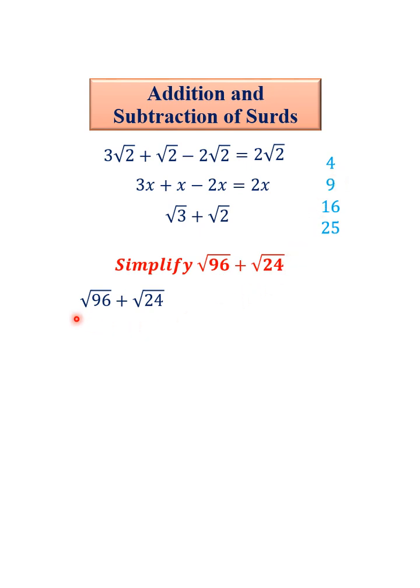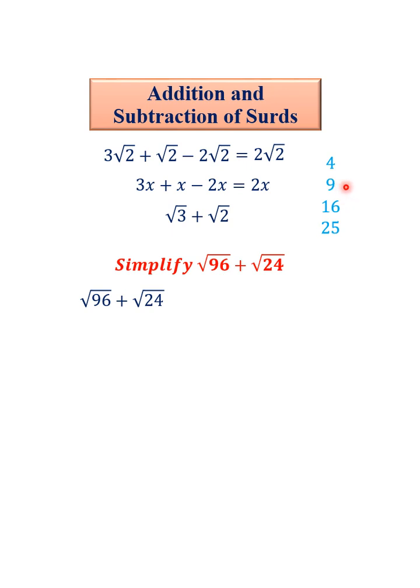So let's start with root 96. Can 4 divide 96? Yes. If 4 divides 96, you get 24. But we still need to break down 24. So instead of breaking 96 into a product of 4 and 24, let's skip 4 and move to another perfect square. That way, we simplify the process by not breaking down the expression too many times.